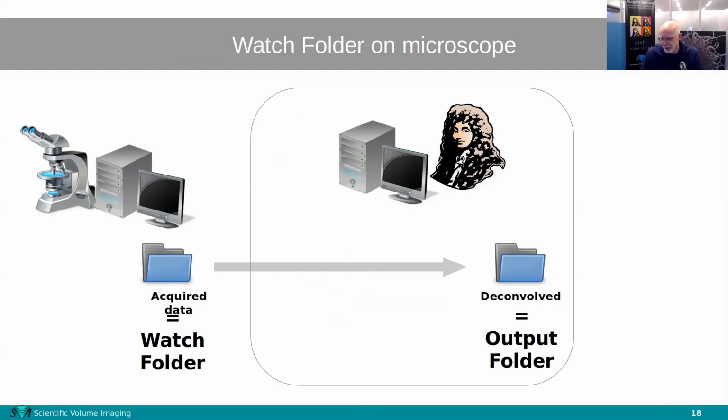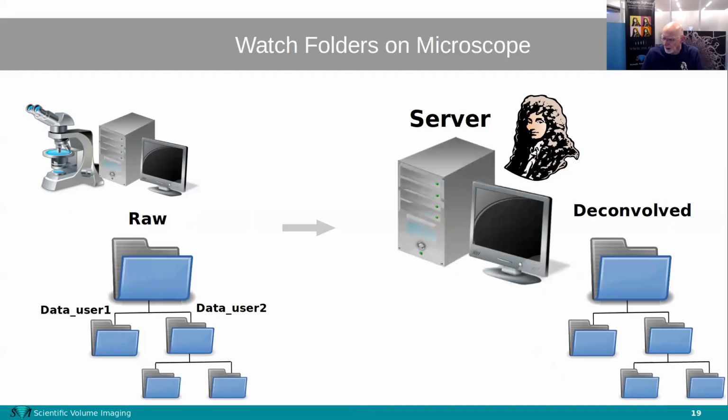You can also save the data on the microscope computer in a watch folder, and then Huygens monitors that watch folder over the network, extracts the images from there, deconvolves them, and saves them to the output folder. Then the folder structure can be preserved. So the way the folder of the raw data is configured can be kept in the deconvolved output folder structure on the server.